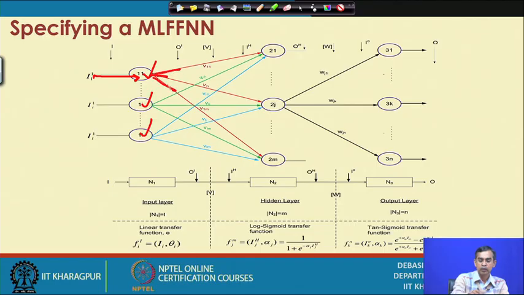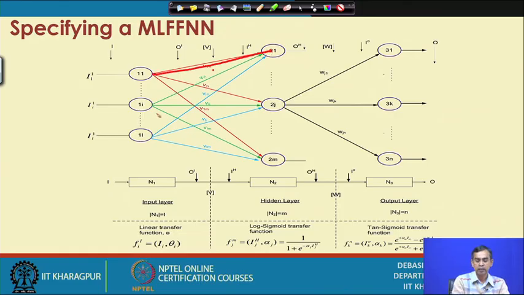Now, this output will be fed to all the neurons in the hidden layer. So, this output goes to this perceptron, this perceptron and this one. Whenever the output of the input layer goes as an input to the hidden layer, it will be associated with weights. So, from perceptron 1 in the input layer to perceptron 1 in the hidden layer, we can say that it is weighted by V11.